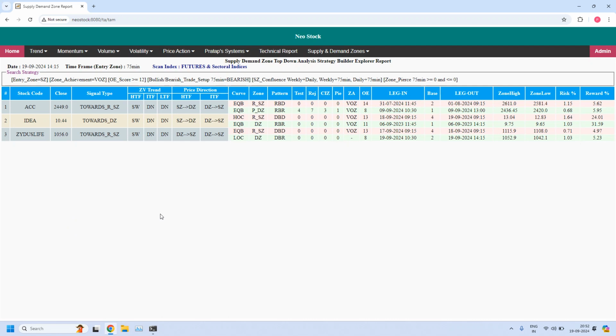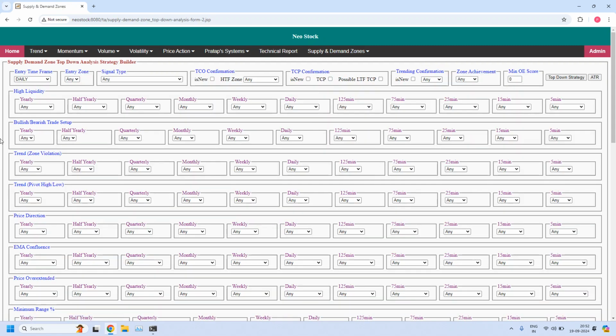Okay, this is about bearish trade setup for weekly income trade. Next one is a bullish trade setup for daily income trade. Daily income trade entry time frame is 15 minutes. For bullish trade setup, entry zone is demand zone. In bullish or bearish trade setup at 15 minutes, I am selecting bullish. And this 15 minutes demand zone should not be pierced.